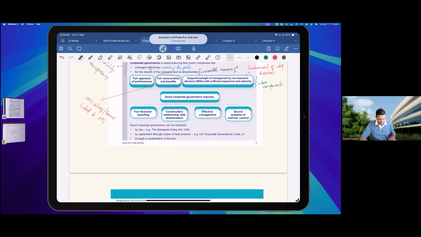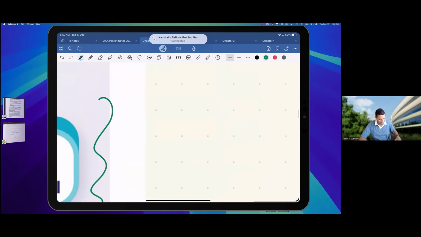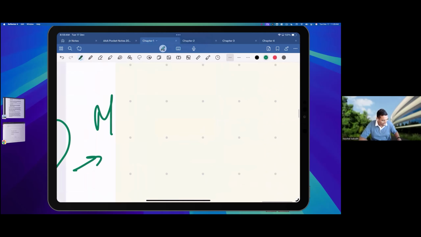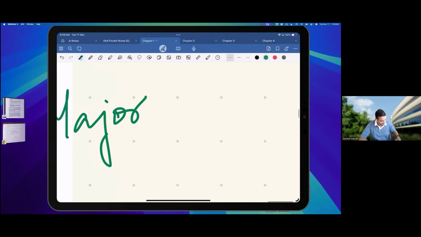Now I can just go down a little bit more and I can just write down over here. These are the major requirements.